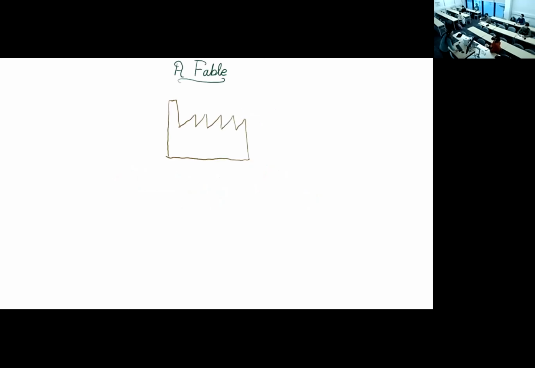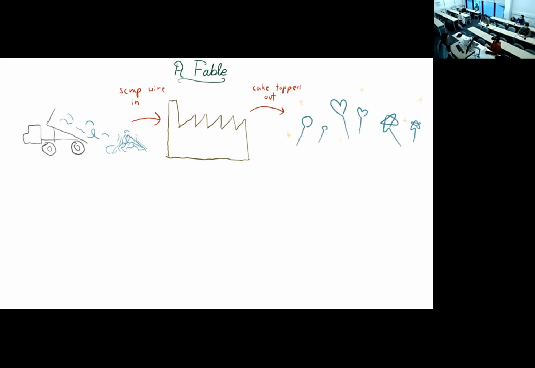Okay, great. So I'm going to start with a non-mathematical fable that just sets the scene conceptually. So suppose we have a factory, and this factory receives shipments of scrap wire. So they receive things like this, right? This is what they get, okay? And what they output is cake toppers. So that's stuff like this.